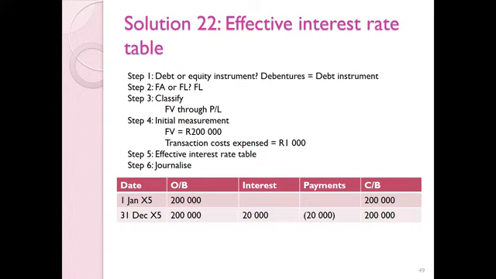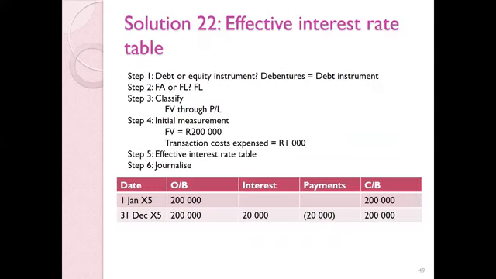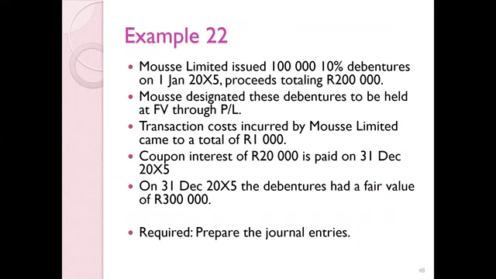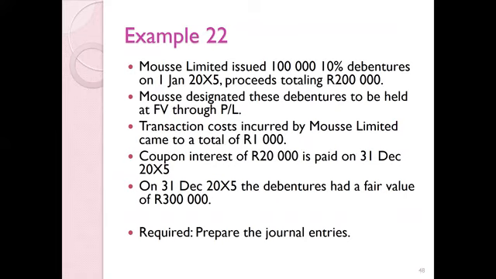We then would need to develop our effective interest rate table, and from that table, we can then proceed with our journal entries. So starting off on the 1st of January 20X2, we want to bring through our opening balance from step 4, which is our fair value of 200,000 Rand. At the end of the financial year, we need to account for interest. And that interest would be based directly on what was told to us in the fourth bullet point. There was coupon interest of 20,000 Rand that is paid. And then we're told payments of 20,000 Rand.